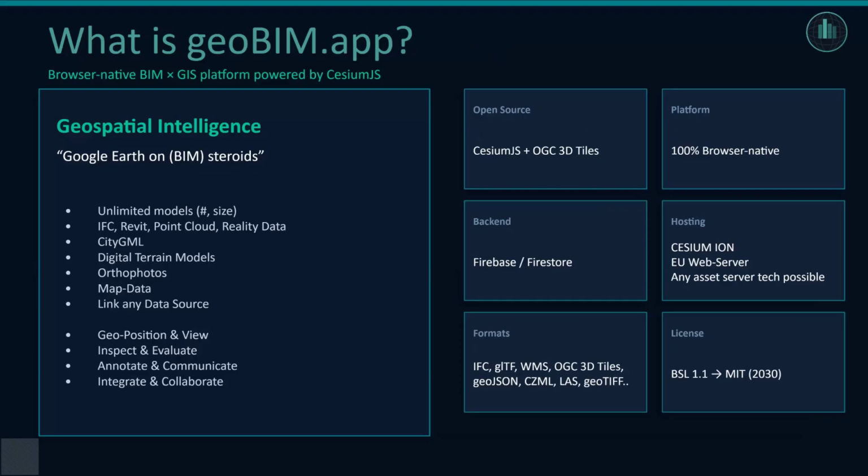So what is geoBIM.app? First of all, it's a browser-native BIM GIS platform, which uses, for the most part, CesiumJS.